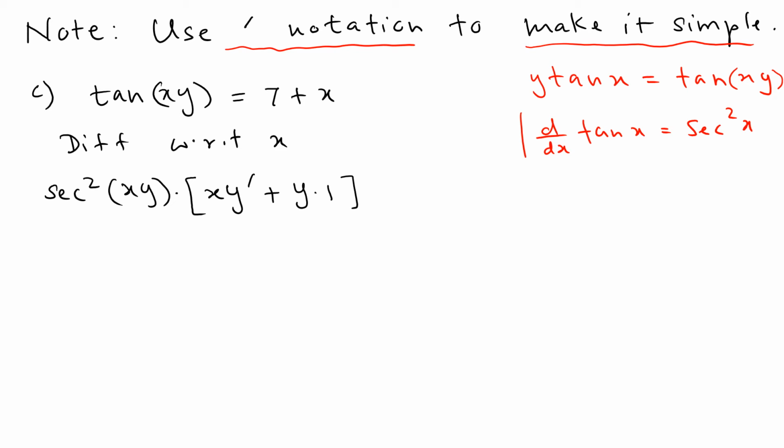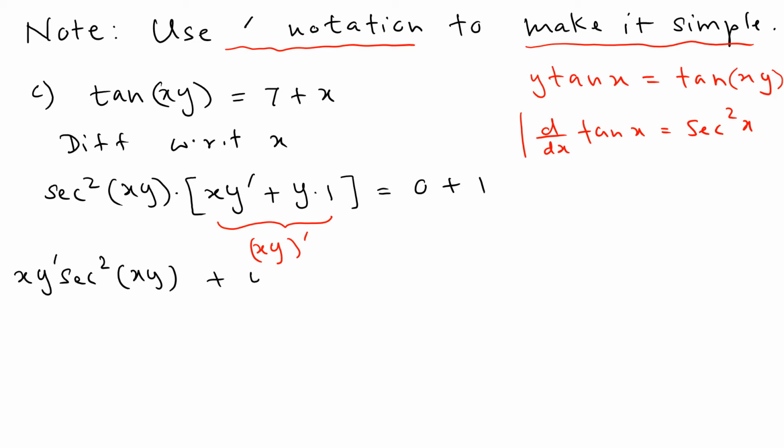This is the derivative of the xy product. Then on the other side, 7 is a constant, plus 1. The next step is we see whether there are any common factors. There are no common factors, so next we distribute. If you distribute, you get secant squared xy times x y prime. It would be better to write x y prime in front just to avoid confusion. And then y secant squared xy, equal 1.